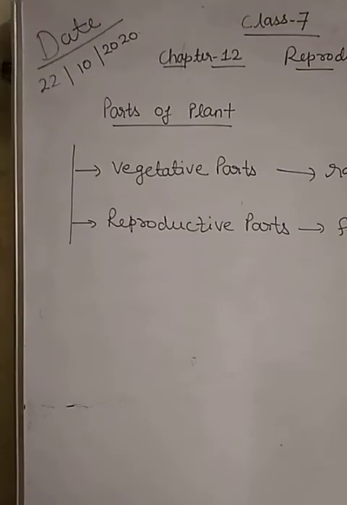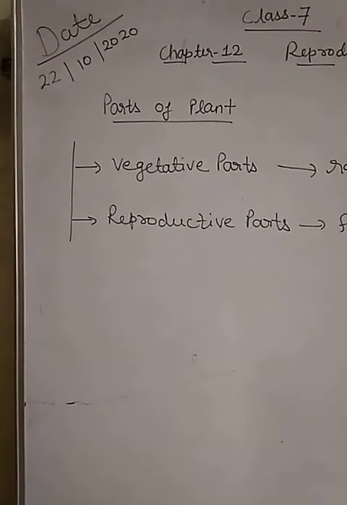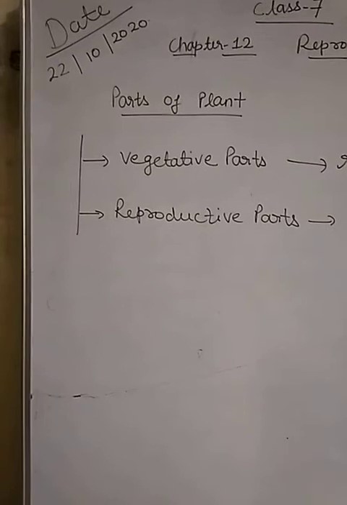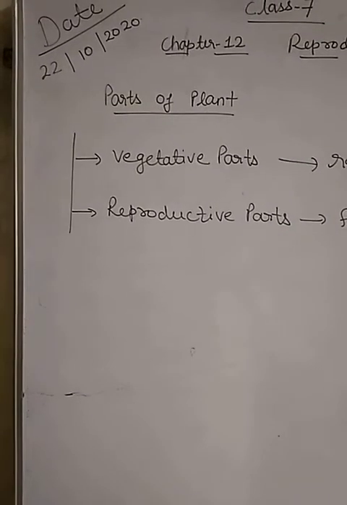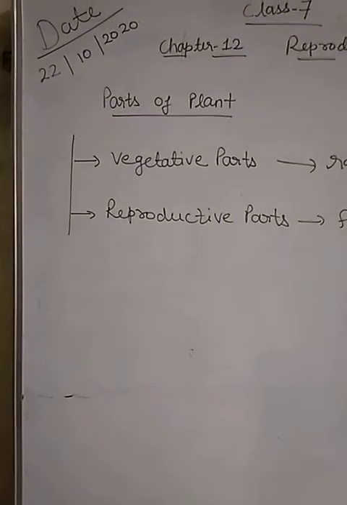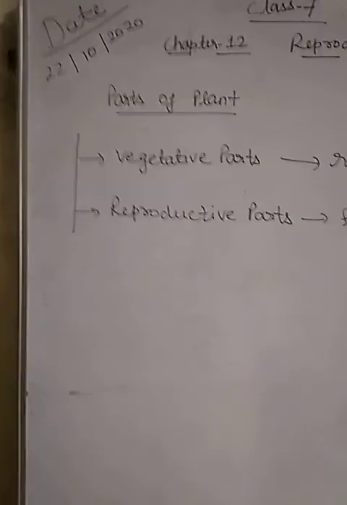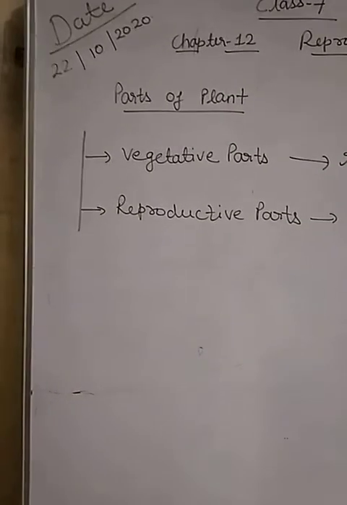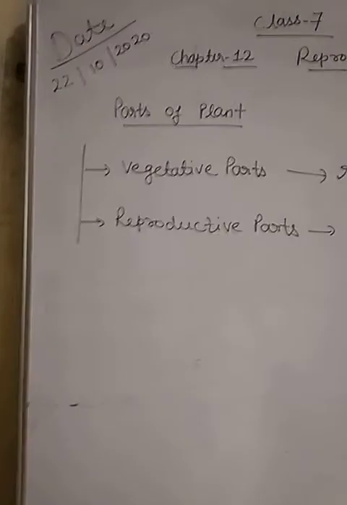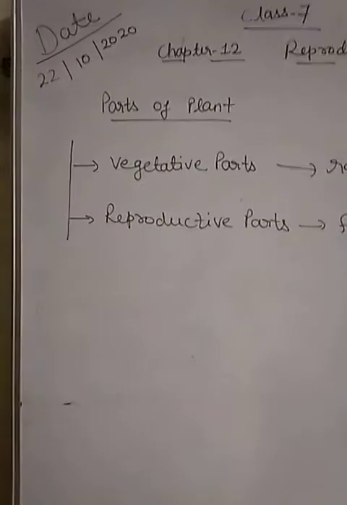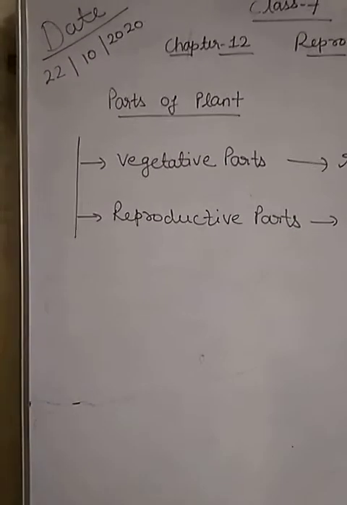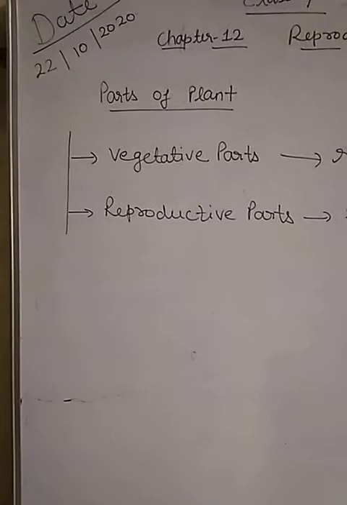Good morning, class 7 students. Today is 22nd October and today we are going to discuss the topic parts of the plant and the modes of reproduction in plants. Children, you all know that there are two modes of reproduction, that is asexual and sexual reproduction. So children, before starting this topic, let's know about the parts of the plant.